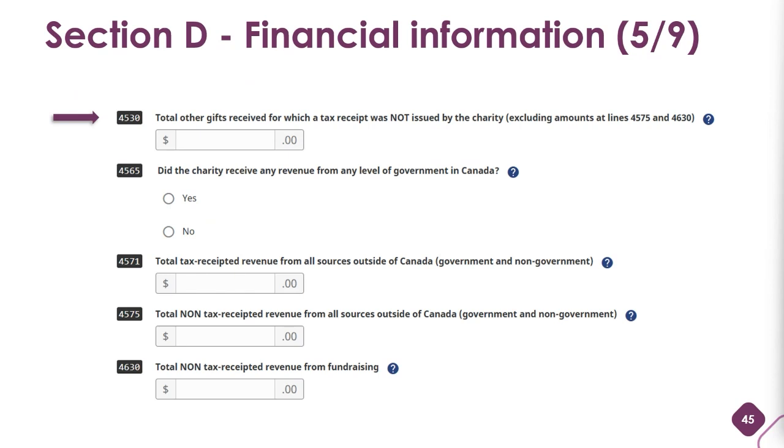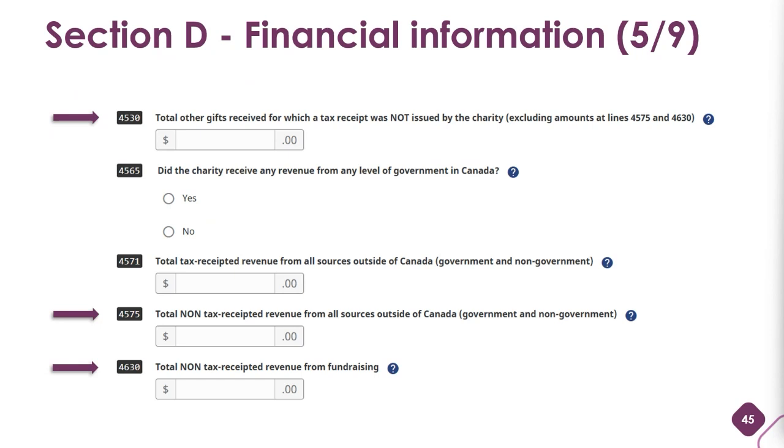And here's where it's important to watch the details on each line. The question for this line says to exclude line 4575 and line 4630. So be sure to read each line carefully.